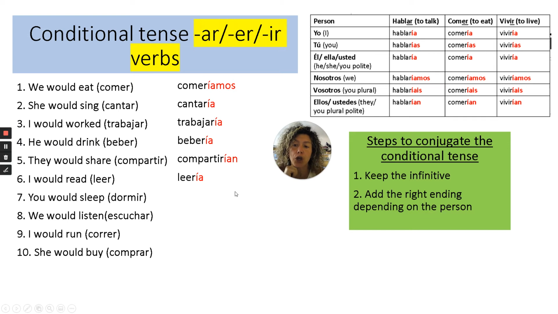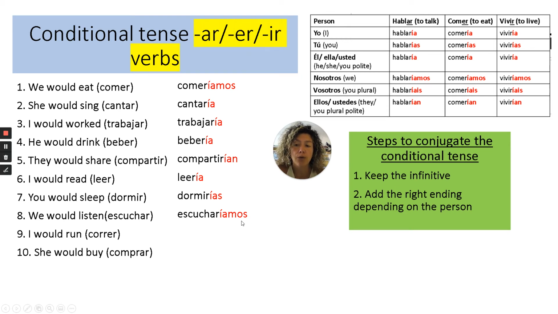Número 7. You would sleep. Dormir. Pause. Dormirías. So I put dormir plus the ending for you, which is ias. ¿Vale? Número 8. We would listen. Escuchar. Pause. Escucharíamos. So again, infinitive plus the ending for we, íamos.